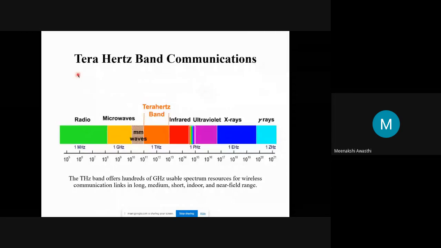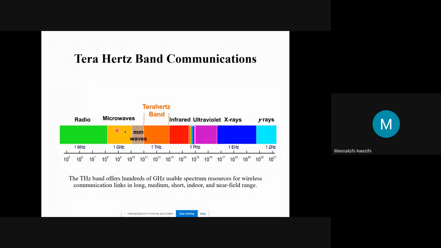Okay, so here we have talked about terahertz band communication. You may already know about it. Here you can see this is the terahertz band on which we will be working. The terahertz band offers hundreds of gigahertz of usable spectrum resource for wireless communication links in long, medium, short, indoor, and near field range.